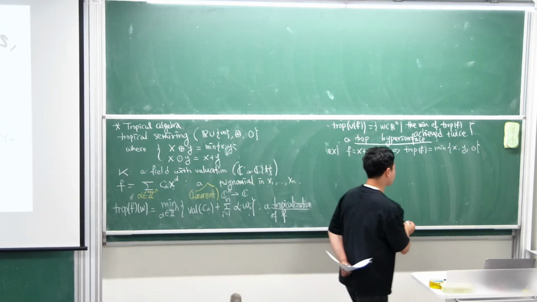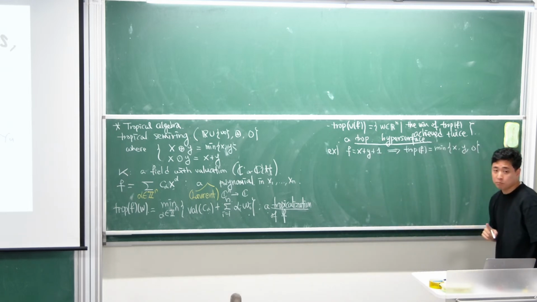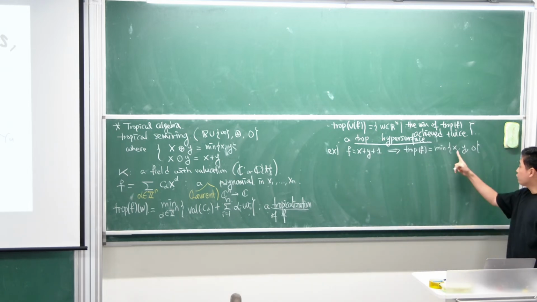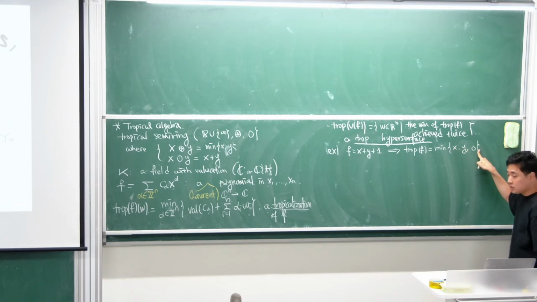Of course, if you draw the graph of this, I want to attain the minimum twice. If you attain the minimum at x and 0, it means that you have y.